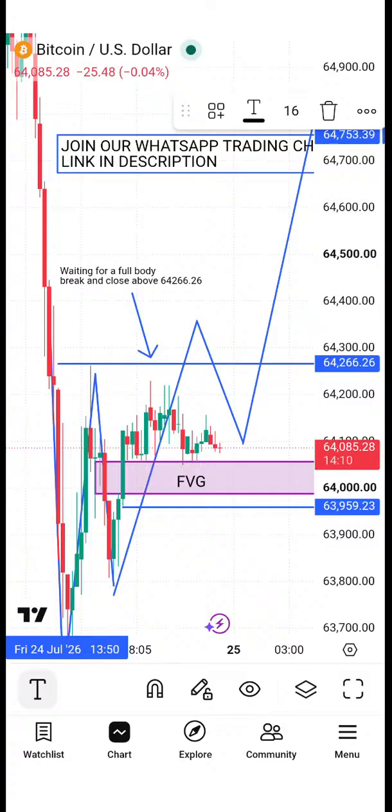We will be able to get an entry zone after the breakout. The breakout is what will determine the entry zone. Right now, I cannot tell, to be honest, where to enter. You should wait for that breakout, and then I will be able to tell you where to enter.